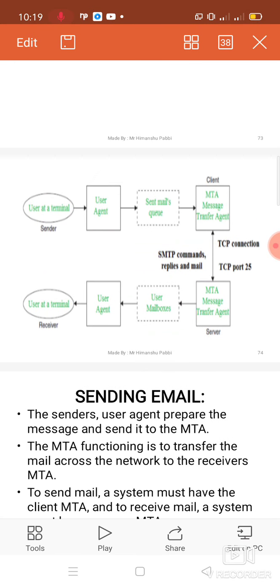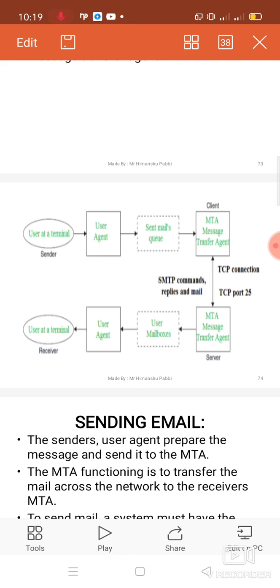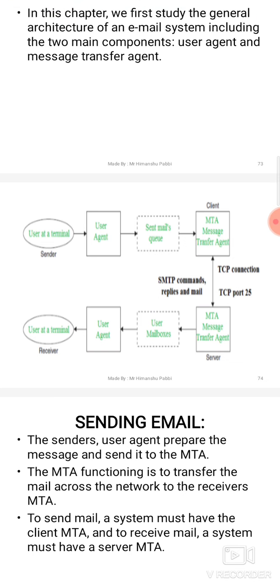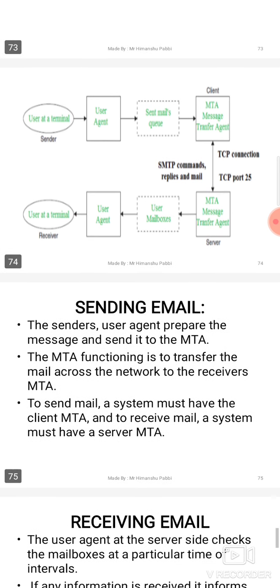You just have to remember that two user agents and two MTAs are used. It is important. The user agent always prepares the message and the MTA will always forward the message to the server's MTA. The MTA's connection is established on port number 25 and it is a TCP connection. In the exam, if they ask about email architecture, then you can draw this diagram and explain this content.